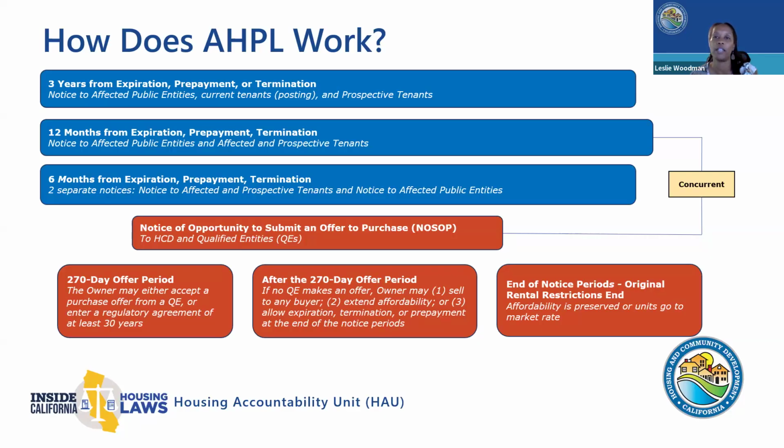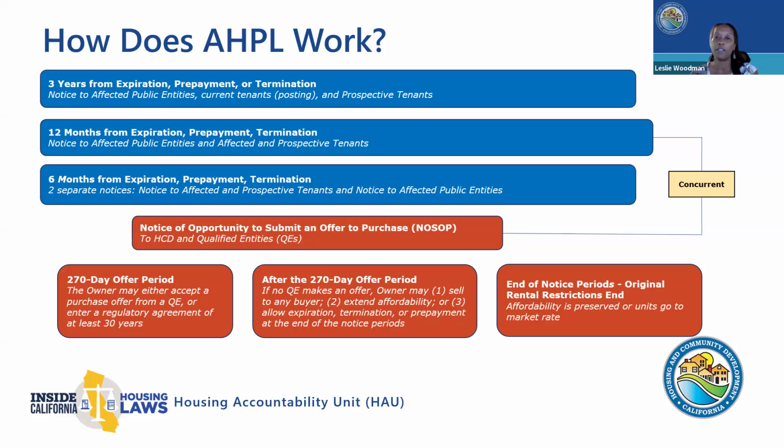A summary of the NOSOP process is located in the lower portion of the slide in the reddish orange area. The NOSOP is issued to qualified entities, or QEs, along with the 12-month notice, or anytime the owner plans to sell the property within 5 years before the end of affordability.